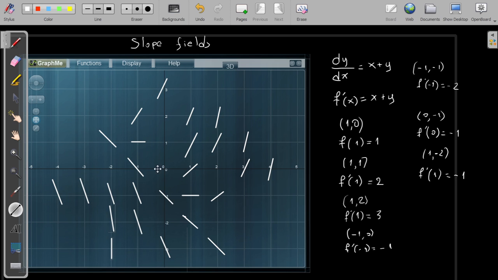So now you see that I can take some values and see my slope field forming. And this is how you create your slope field. Substitute the values of x and y and see how the gradient will look.